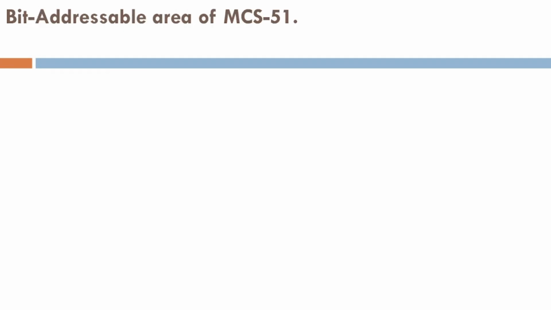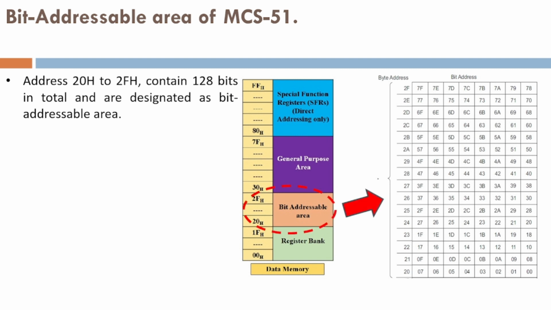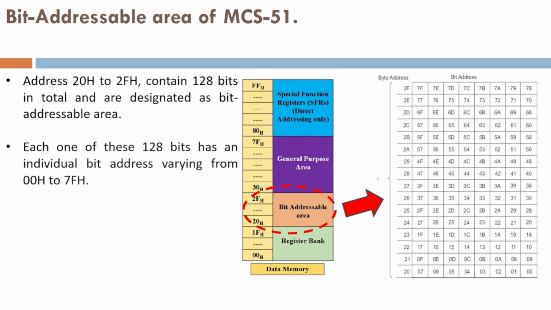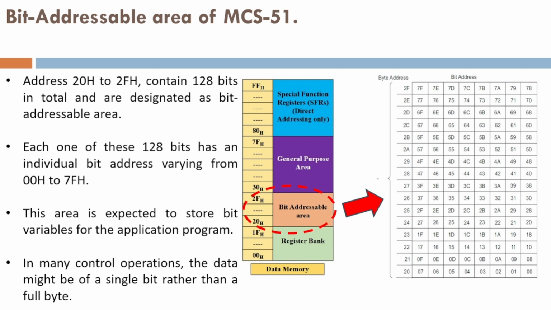The bit addressable area spans from memory address 20H to 2FH. Within the MCS 51 architecture, this area comprises 16 bytes of internal RAM, totaling 128 addressable bits, 16 times 8. Each bit within this range can be accessed via its corresponding bit addresses, ranging from 00H to 7FH, as depicted in the figure.